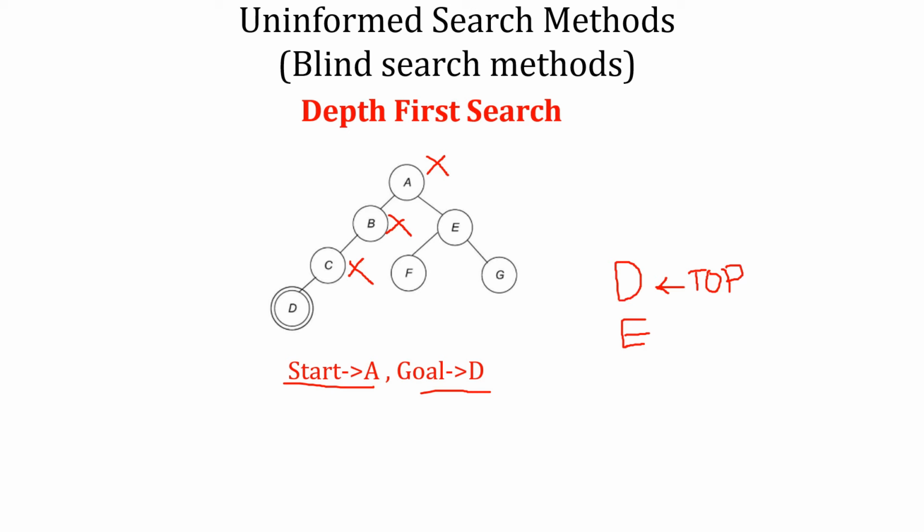Now the top pointer is pointing to D. Check whether this is going to be the goal node. Yes, this is going to be the goal node. We stop the searching process here. So the path is we started from A, then we came to B, then we came to C, then we came to D.